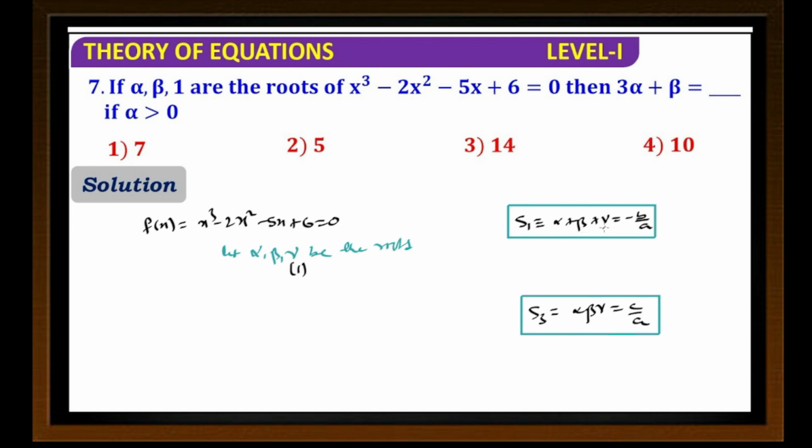So we know that the sum of the roots S1 equals minus b by a, which means alpha plus beta plus 1 equals minus of minus 2 by 1, so only 2. Therefore, from this, alpha plus beta equals 2 minus 1, which is 1. So consider this equation 1. Similarly, the product of the roots, alpha into beta into 1, is minus d by a for a cubic equation, so minus 6 means alpha into beta equals minus 6. We have alpha plus beta and alpha into beta. From these we can find the values of alpha and beta.